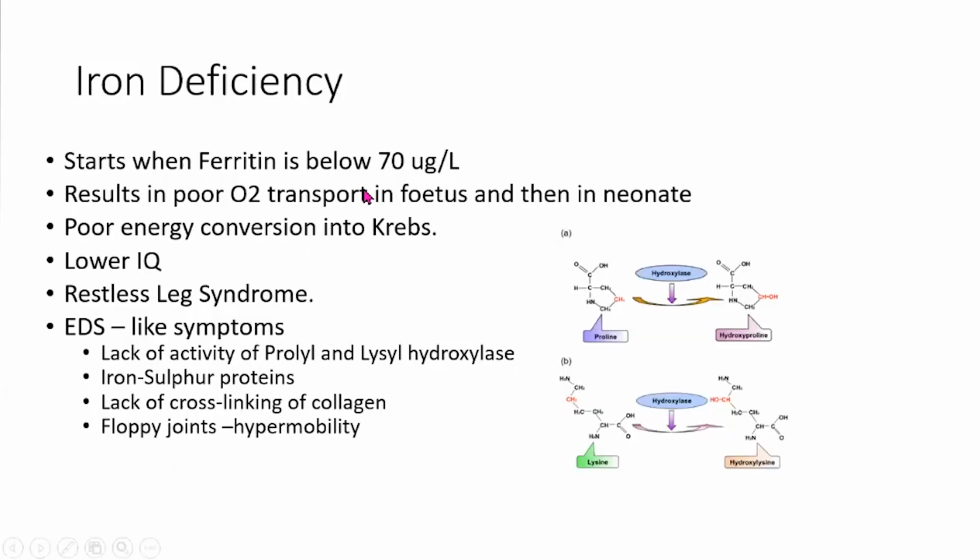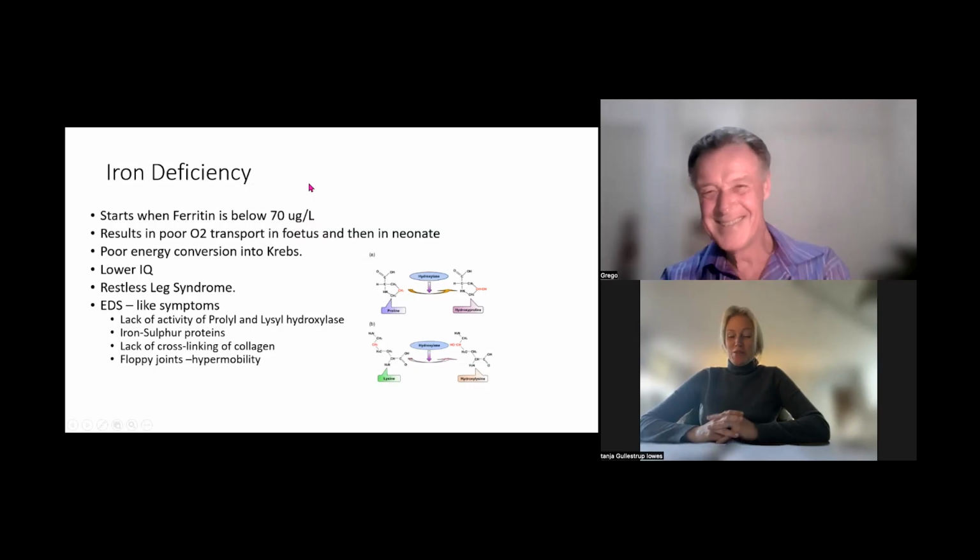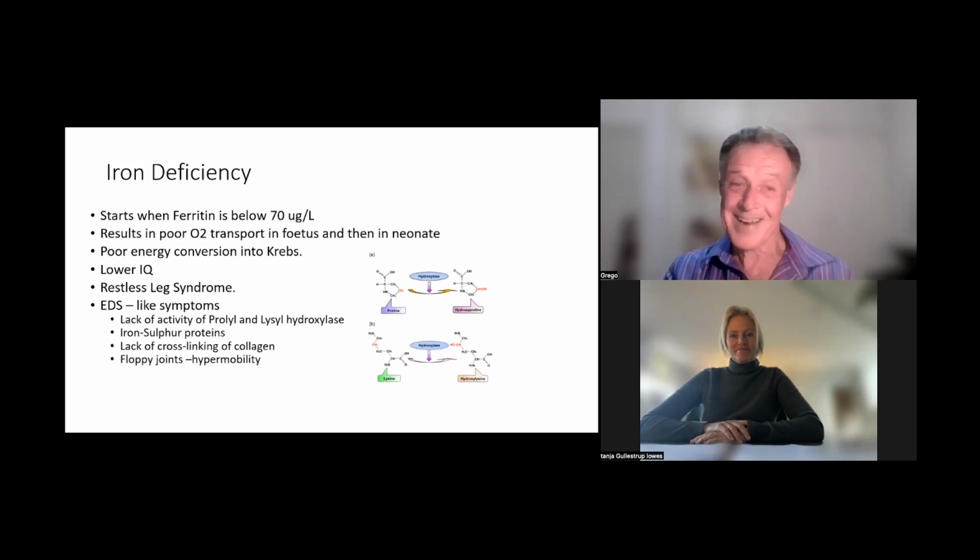So iron deficiency starts when ferritin is below 70. And in the Scandinavian countries, they are recommending that a woman supplement if her ferritin is below 70. The average woman in the United States of childbearing age has a ferritin level of 45. Not very promising. And you haven't seen anything yet, because it's just going to get worse.